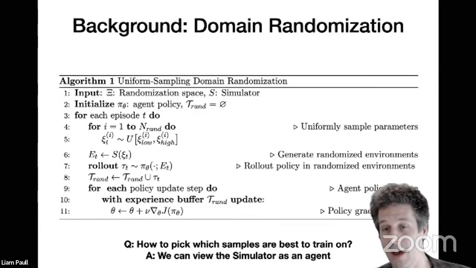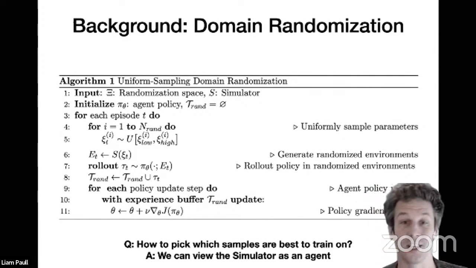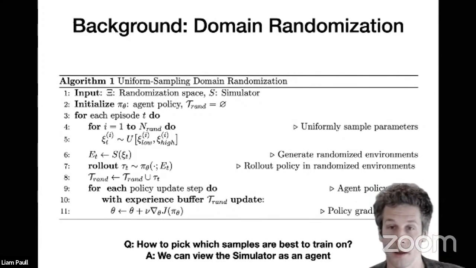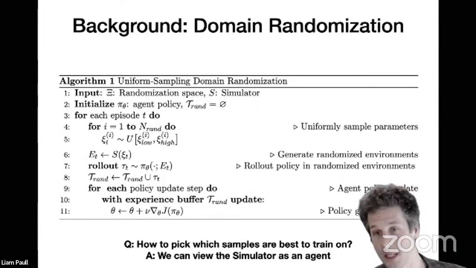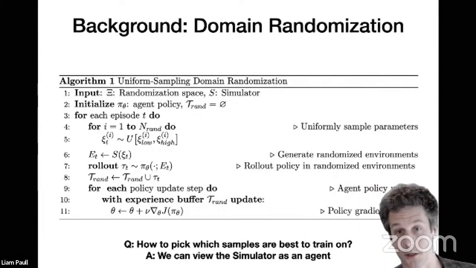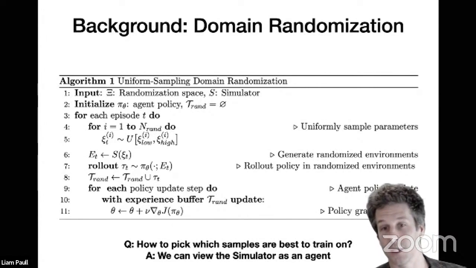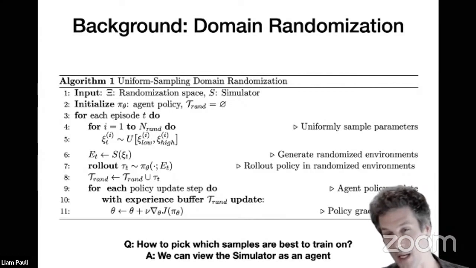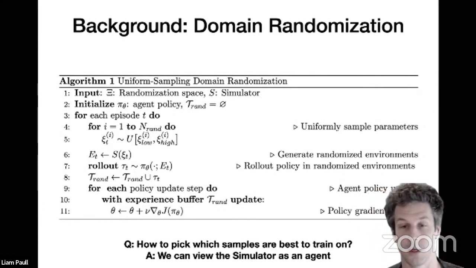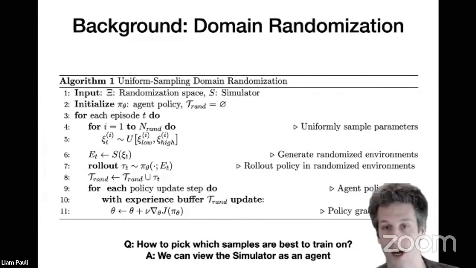And this simulator S is actually a function that generates simulator instances. We have to initialize our policy somehow. And then this big T rand is going to be our collection of all these trajectories. At each episode T, the first thing that we do is sample over all of the possible parameters that we have. Here I've denoted those by psi, and the big U denotes uniform sampling inside the ranges of these parameters, low and high.